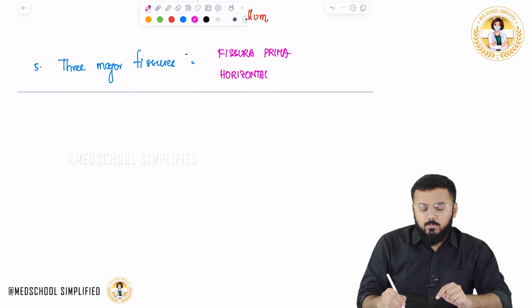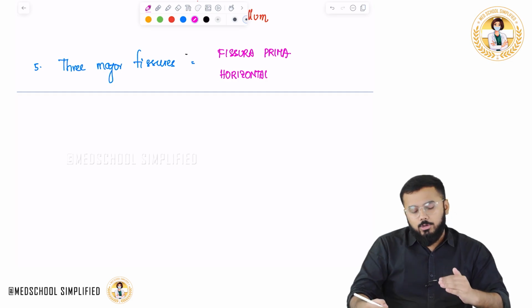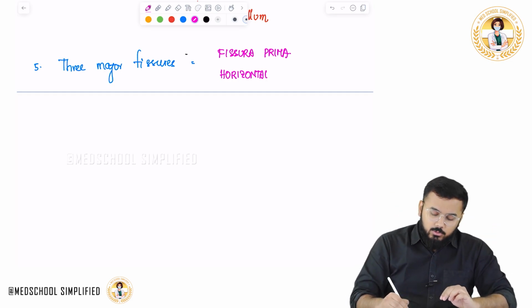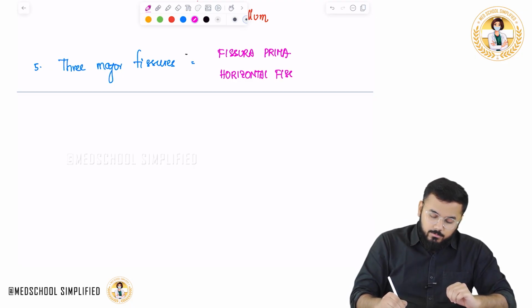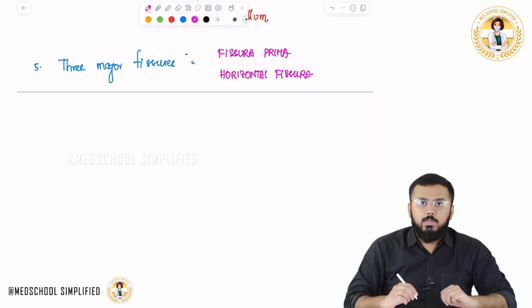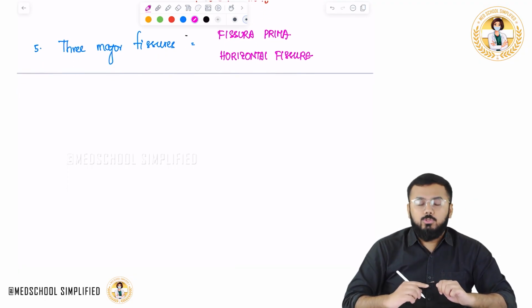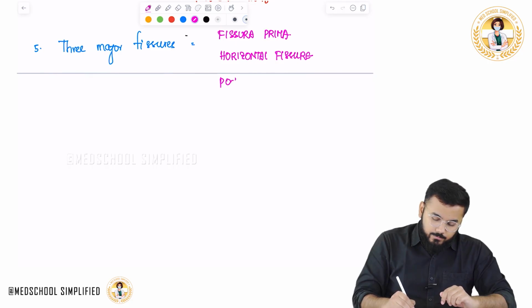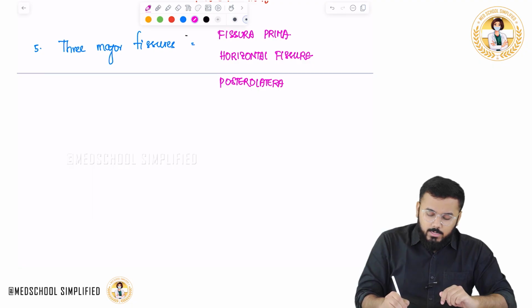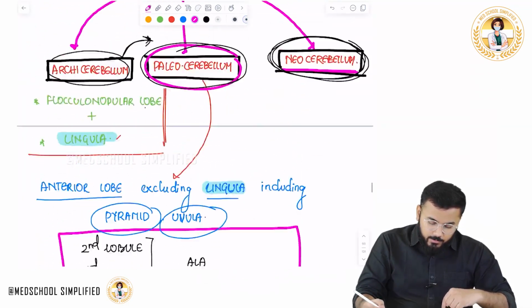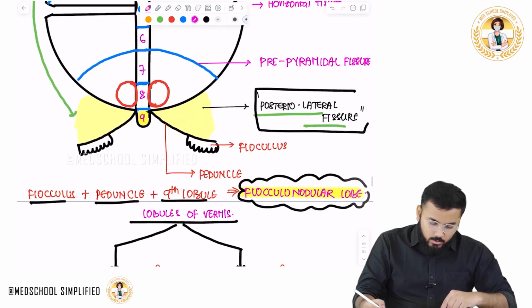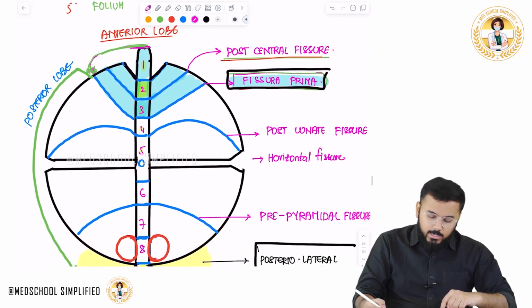If you want to understand what fissura prima and the horizontal fissure are, you have to watch my previous lectures. This is the end lecture of the cerebellum. So, the horizontal fissure, and the third important fissure is called the posterolateral fissure. From the previous lectures, I have discussed these three fissures.